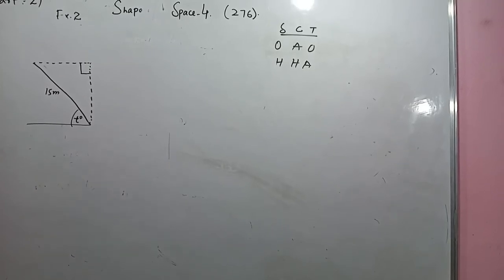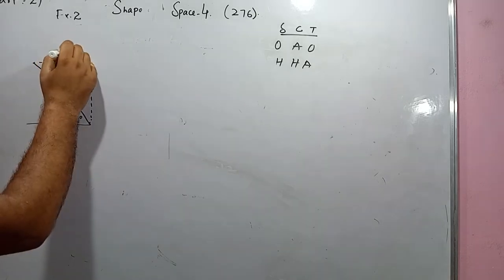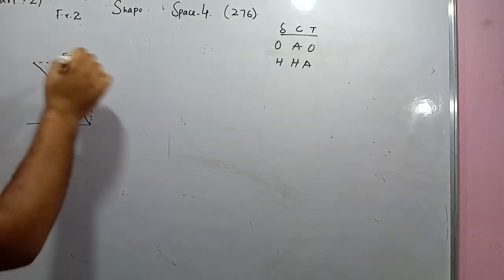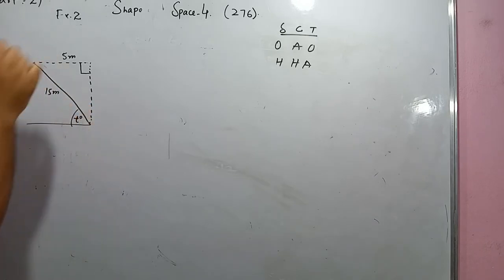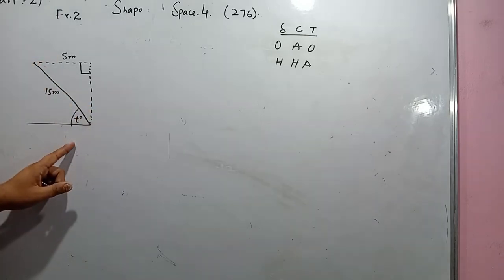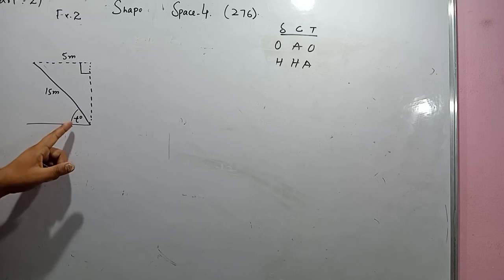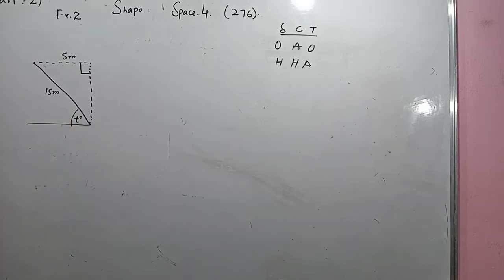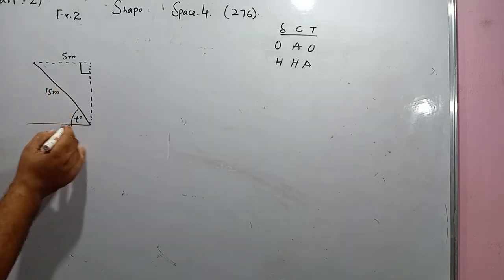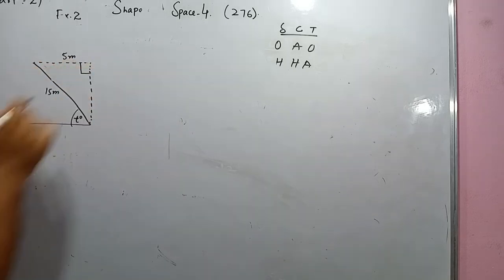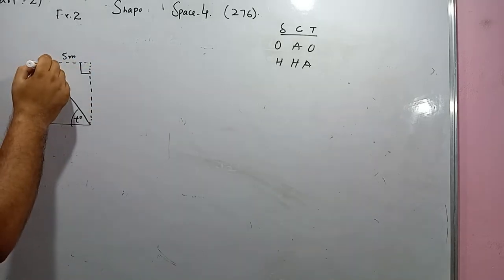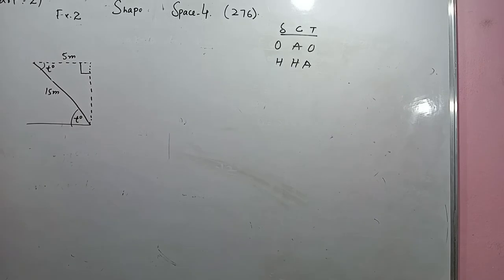Now see question number 10. A toy plane attached to a 15-meter wire is flying in a horizontal circle of radius 5 meters. From the diagram you can see this is the 5 meters here. It is the radius. Now this is the wire, it is 15 meters, and we have to find the angle, this t degree. How to find this t degree? You can see this horizontal and this line are parallel to each other. So this angle will also be t degree.